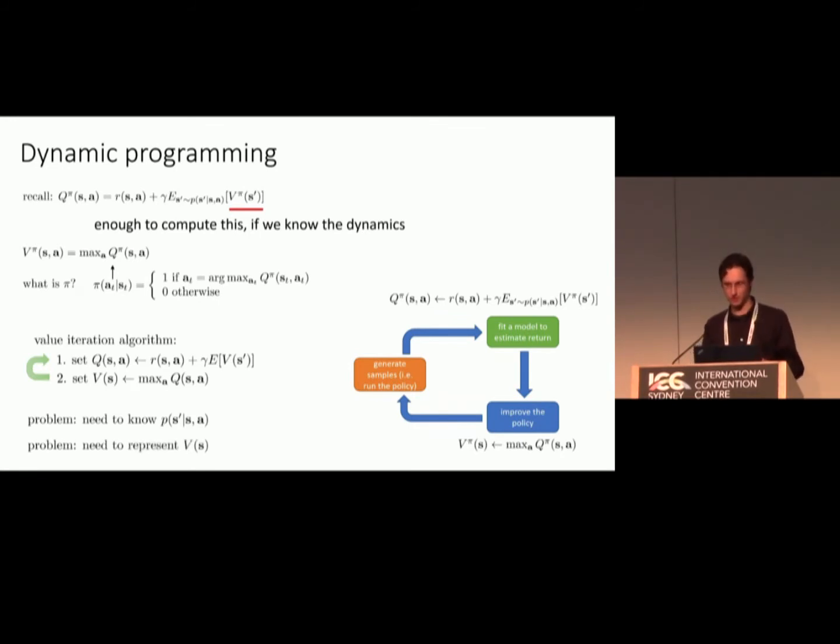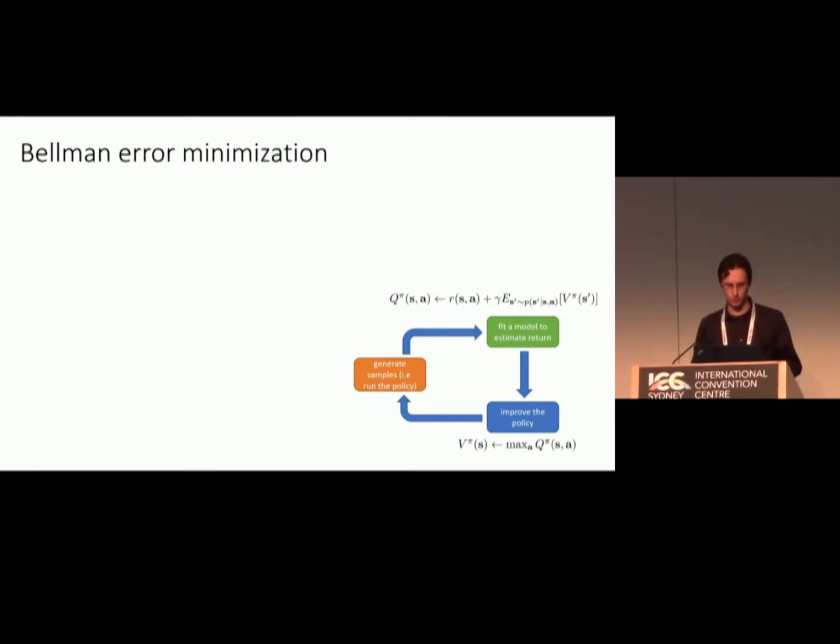We also need to represent V. This gets a little tricky. If we represent V, for example, as one big table with an entry for every possible state, that is guaranteed to converge. It's fixed point iteration. It's a very good algorithm. The trouble is that it requires us to enumerate all possible states.